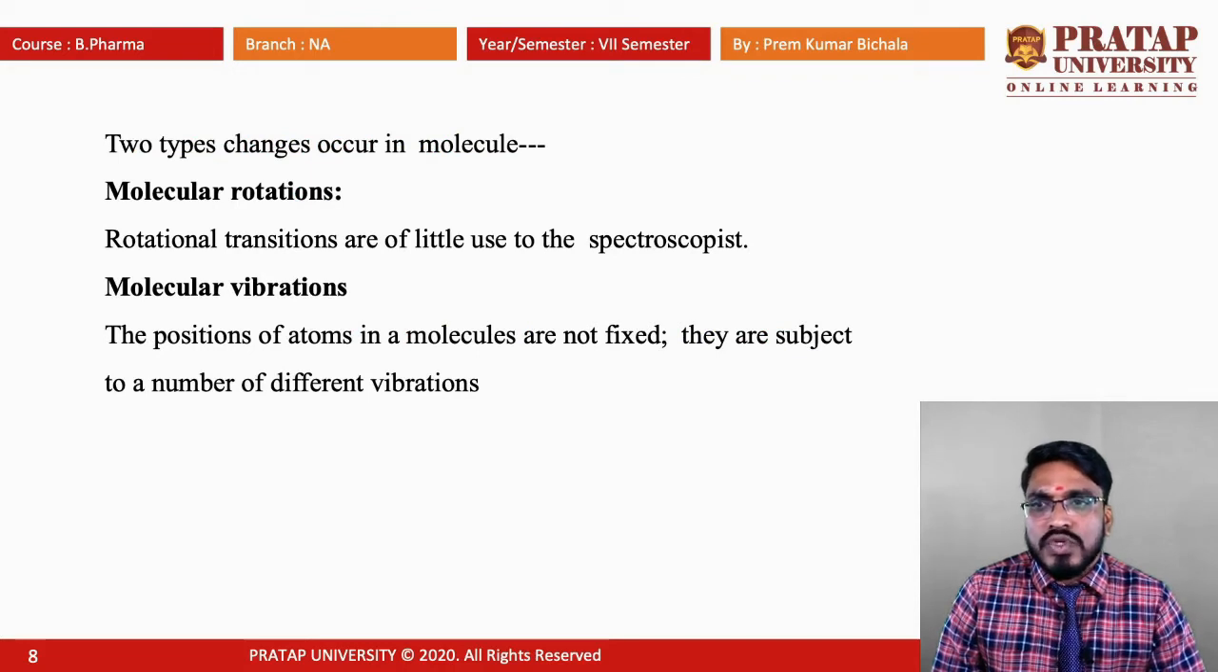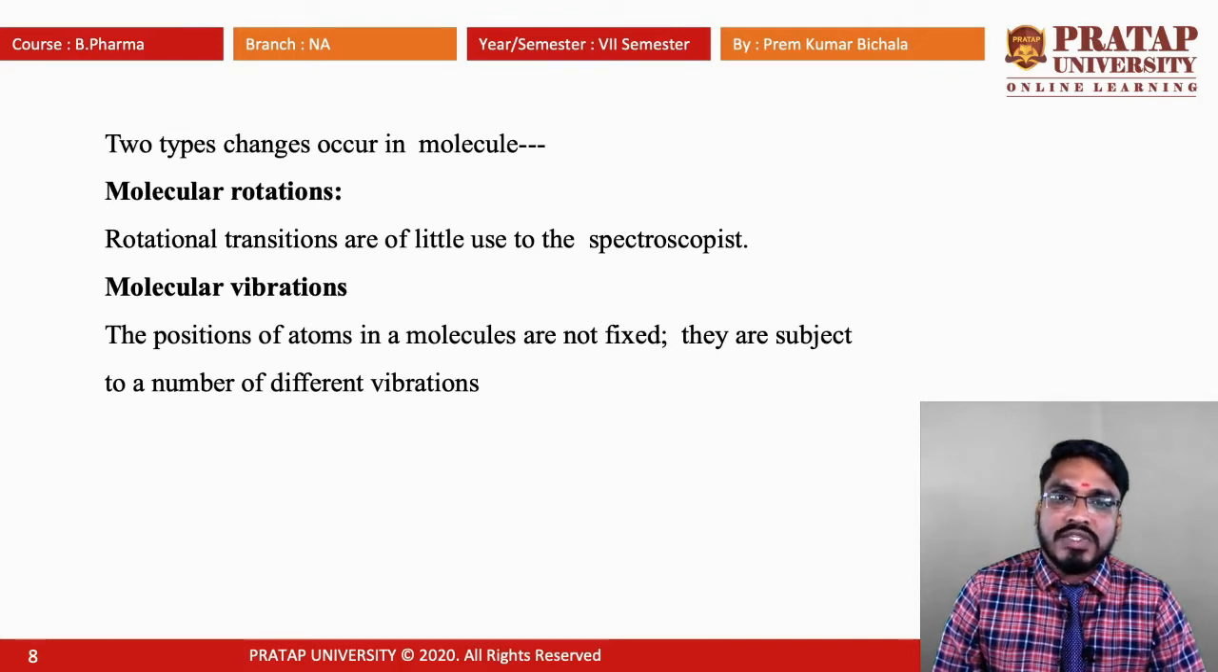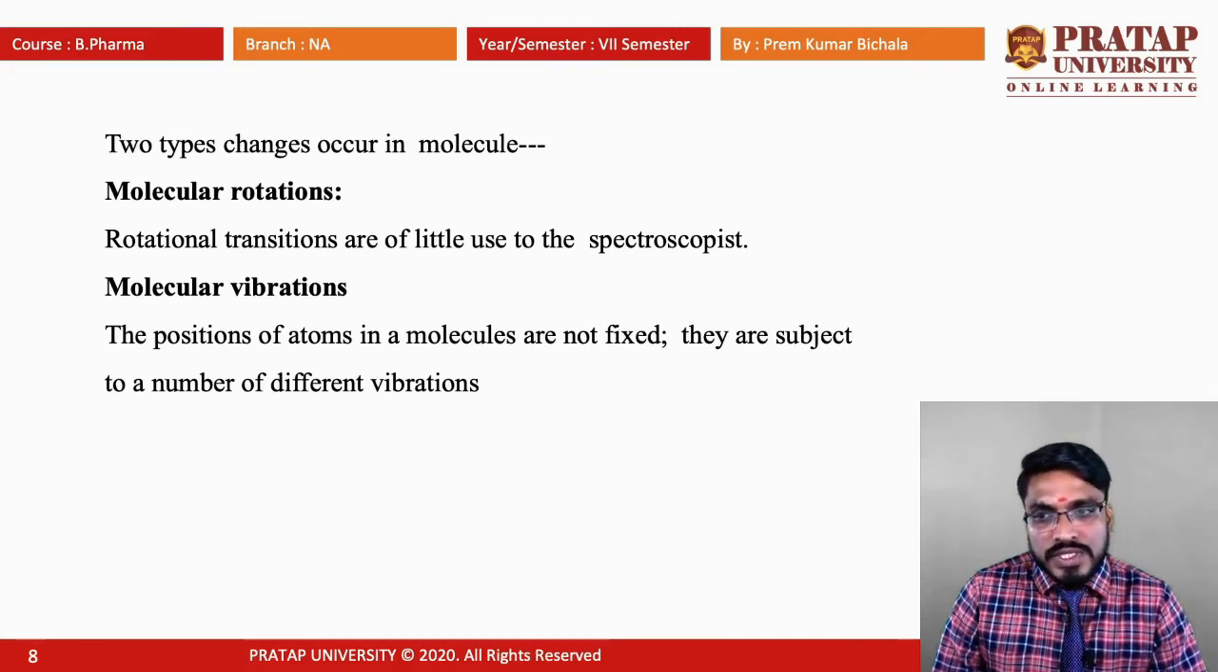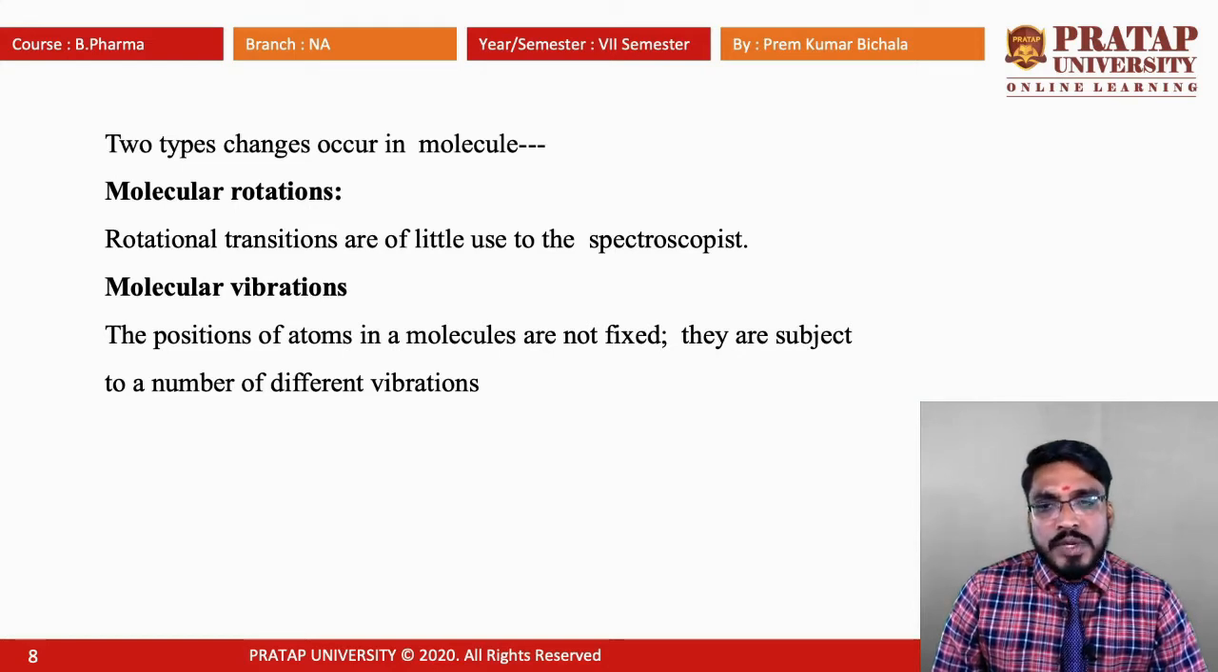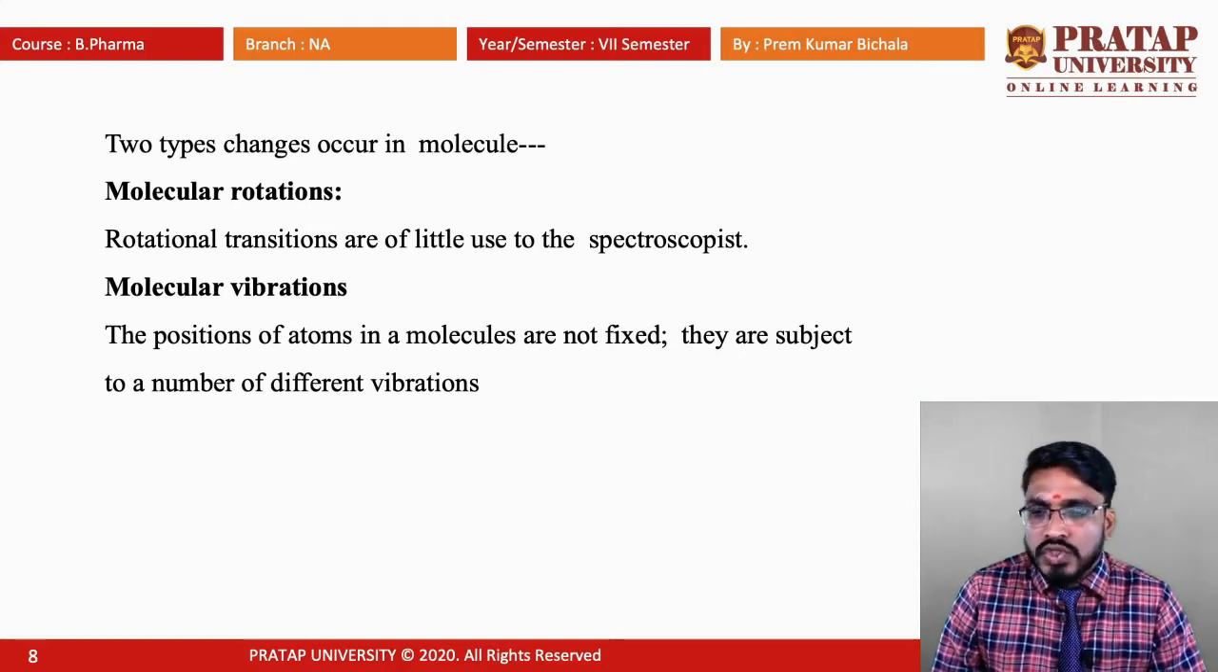Here we have two types of changes that occur in molecules: molecular rotations and molecular vibrations, as I discussed in the previous slides. In molecular rotations, rotational transitions are of little use to the spectroscopist, whereas in molecular vibrations, the positions of atoms in a molecule are not fixed. They are subject to a number of different vibrations. Mostly by absorption of IR radiation, the molecule undergoes molecular vibrations.